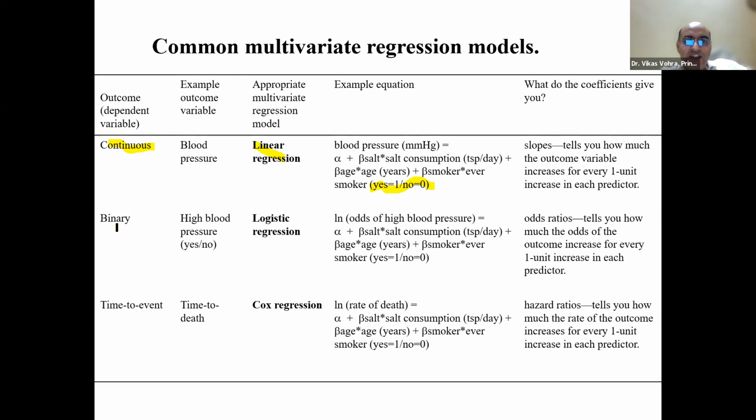This is an animal science example, but taking the same analogy, if we say what will be the rate of death, and we have used the same predictors, which is a combination of continuous as well as binary predictors. So what a slope will tell, it will give a hazard ratio and tells you how much the rate of an outcome increases for every 1 unit increase in each predictor. That is how much percent the rate of death is increasing on changing the predictors by 1 unit each.